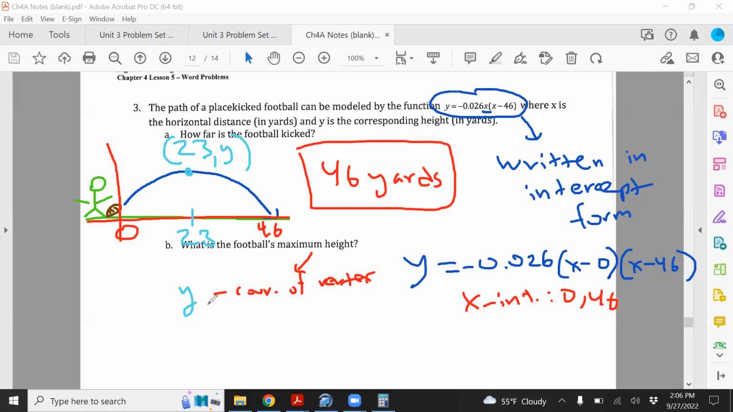But I digress. So how am I going to find the y coordinate of the vertex? What do I do? Yep, and just work it out. So you just plug in 23, because 23 is the x coordinate of the vertex.